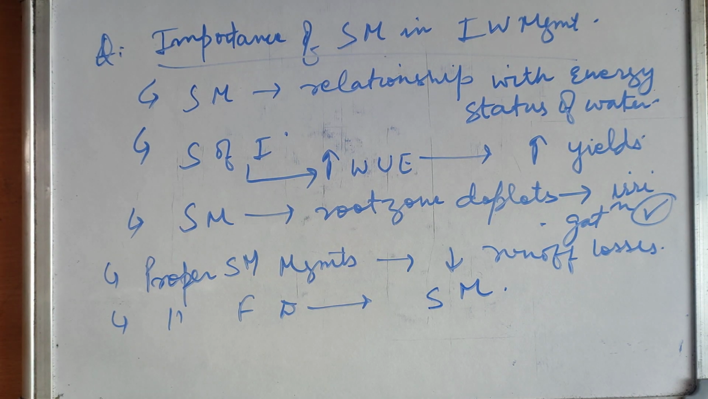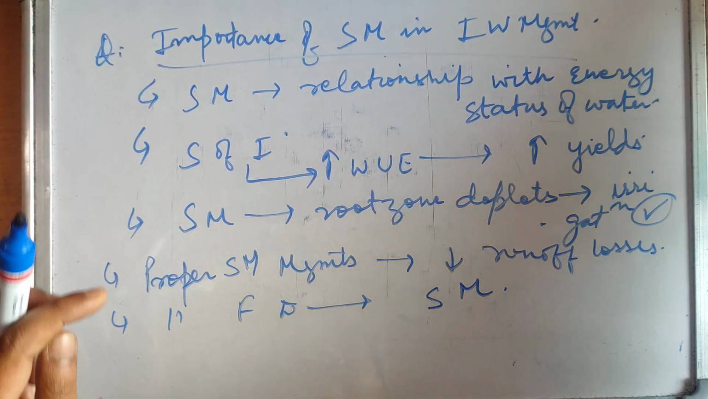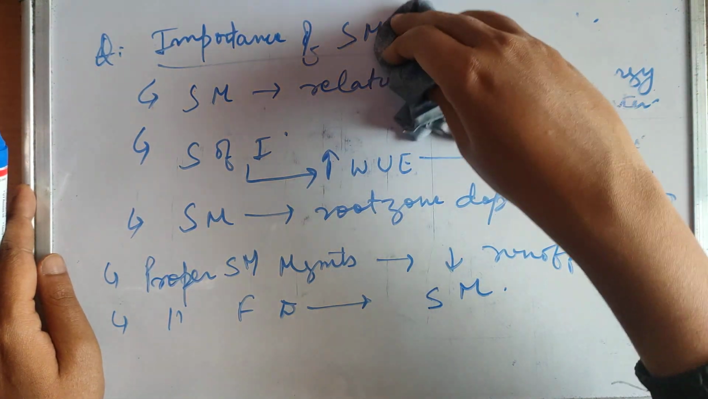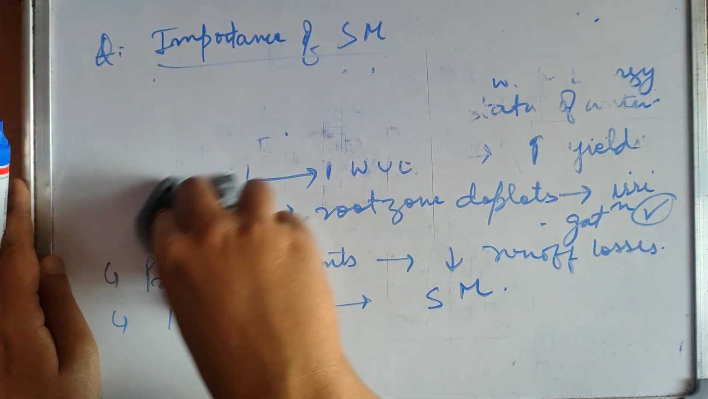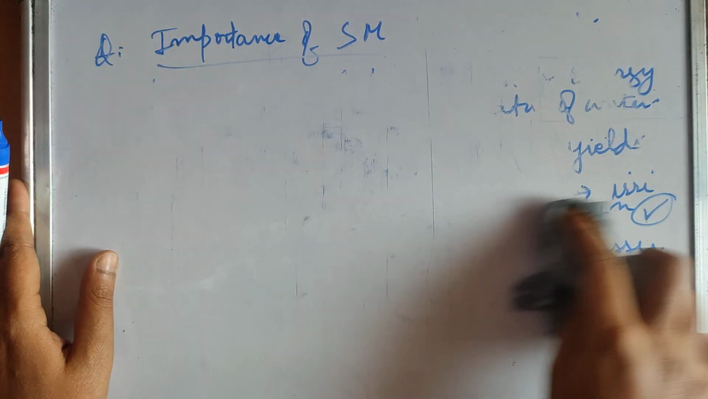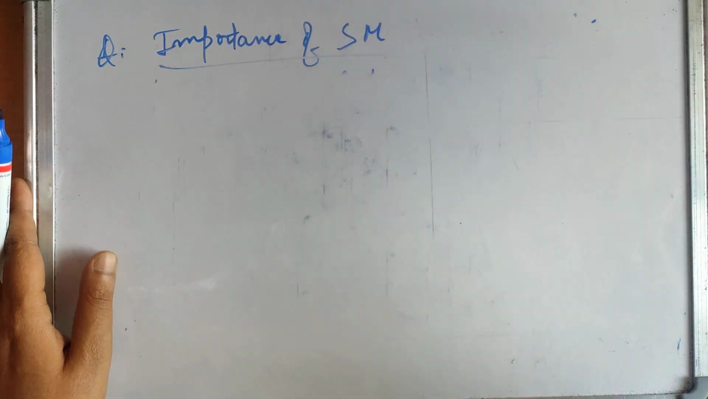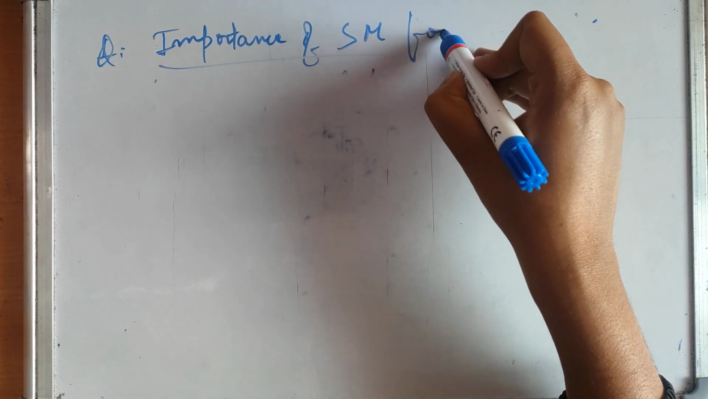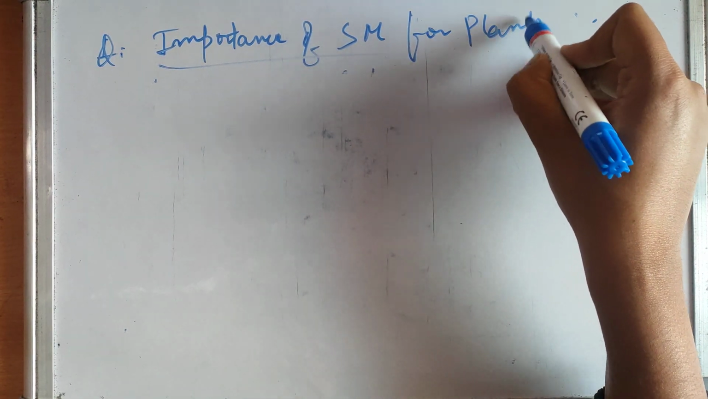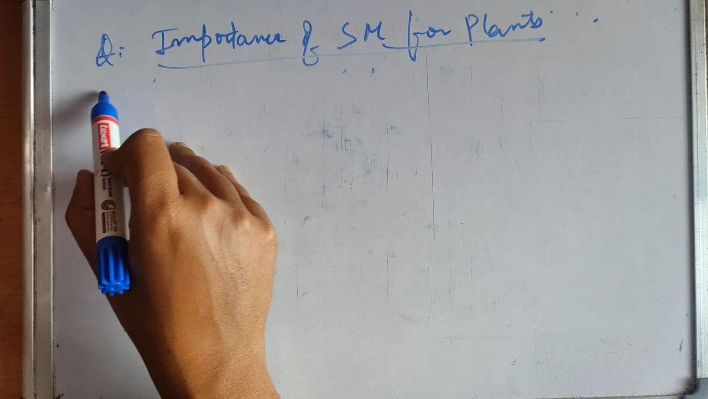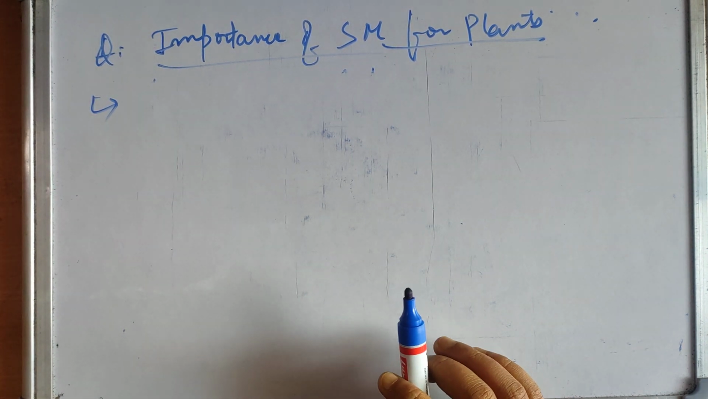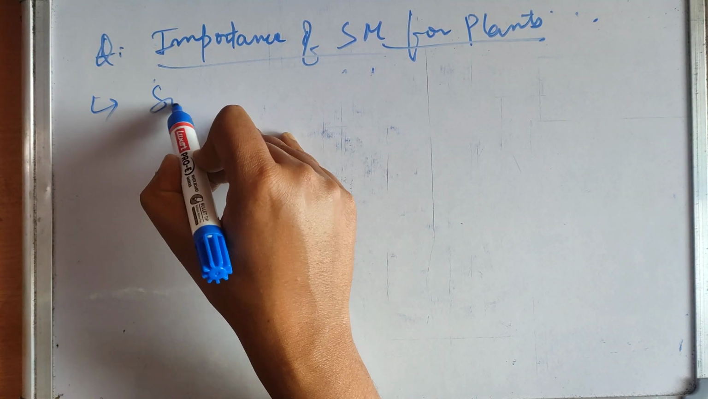Now moving on, what is the importance of soil moisture for plants? The soil moisture serves as a solvent and carrier of food nutrients.